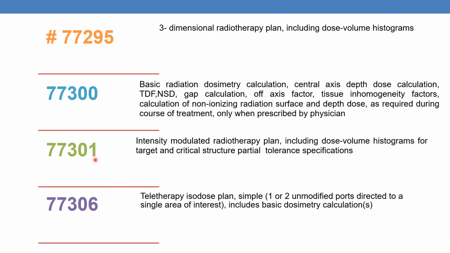The next is 77301, which is intensity modulated radiation therapy plan, including dose volume histograms for target and critical structure, partial tolerance specifications. The next is 77306, teletherapy isodose plan, simple: 1 or 2 unmodified ports directed to a single area of interest. Includes basic dosimetry calculation. Teletherapy isodose plan, simple, is given by CPT 77306.